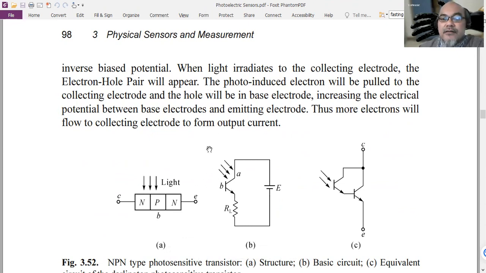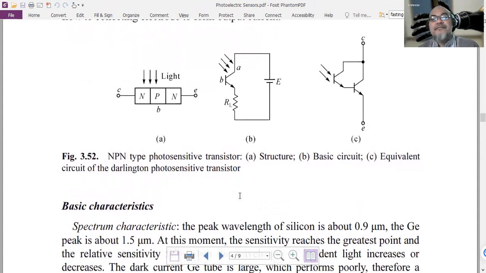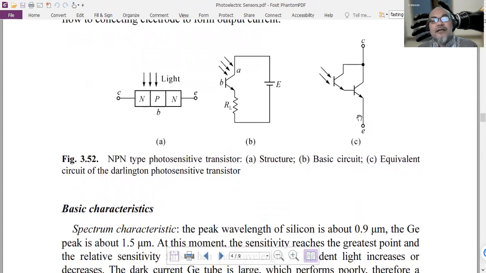When light irradiates the collecting electrode, the electron-hole pairs will appear. The photoinduced electrons will be pulled to the collecting electrode, and the holes will remain in the base. This increases the electrical potential between the base and the emitter. Therefore, the electrons will flow to the collecting electrode to form the output current. The current flows in the opposite direction of the electron flow, of course. So this is the circuit of the Darlington photosensitive transistor. The circuit is being driven by illumination, by light here.